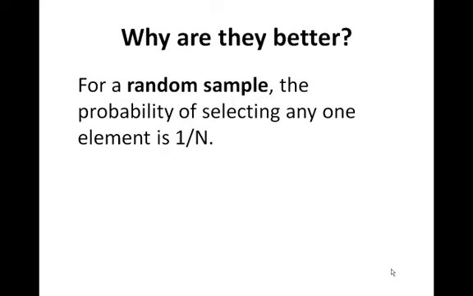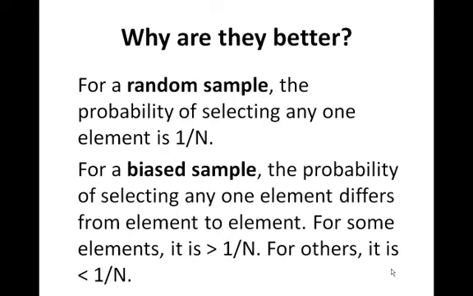For a biased sample, the chance or probability or likelihood of selecting any one element at a given time changes from element to element. Some elements are more likely to be chosen, while others are less likely to be chosen. So for some elements, they have a greater than 1 over n chance of being selected, and for other elements, they have a less than 1 over n chance of being selected.